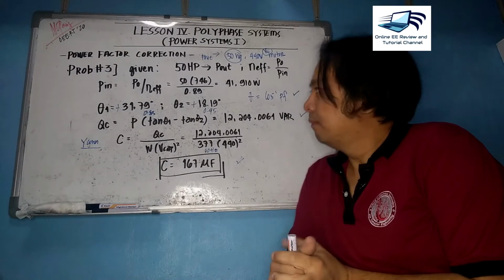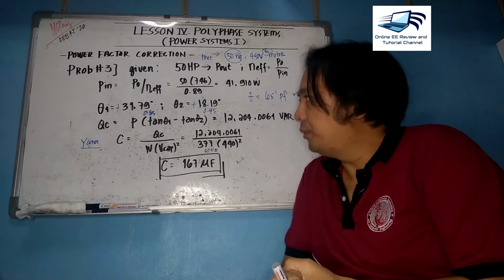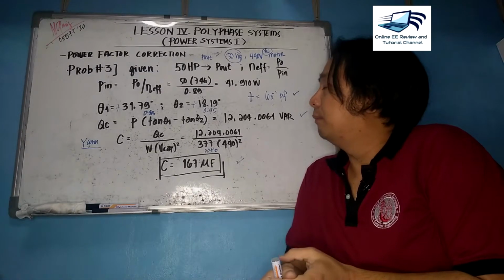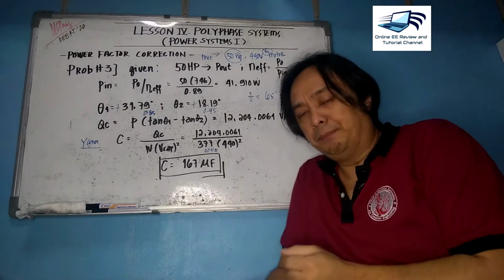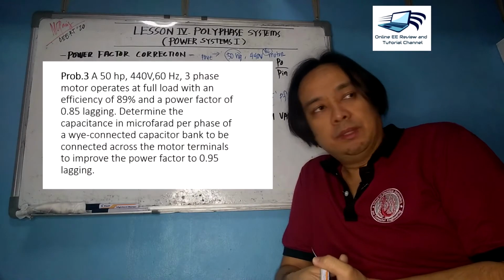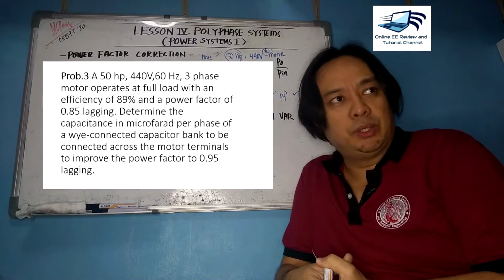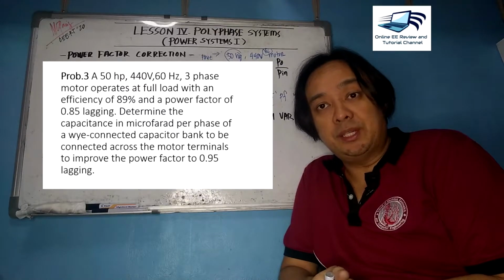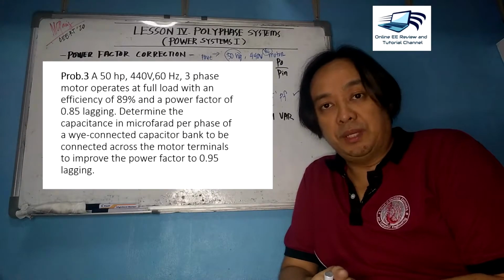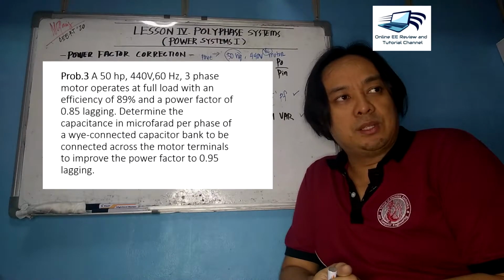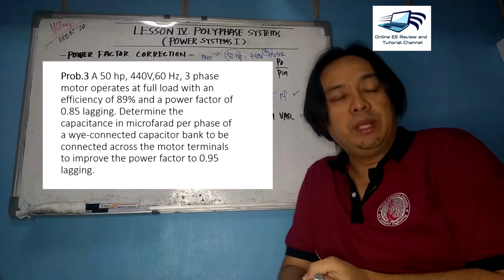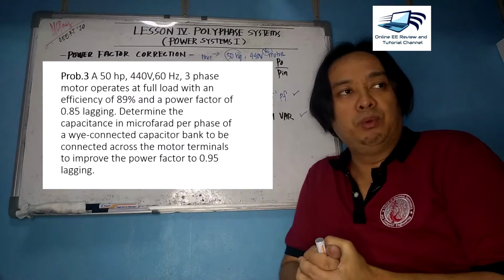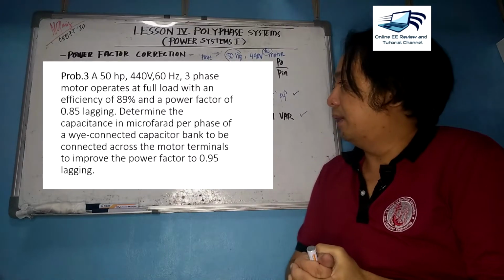And hello once again. So we will conclude our discussion here on problem number 3, which is on the power factor correction topic. So before we do that, let us read the problem first. A 50 HP, 440 volt, 60 Hz 3-phase motor operates at a full load with an efficiency of 89% and a power factor of 0.85 lag. Now determine the capacitance in microfarad per phase of a Y-connected capacitor bank to be connected across the motor terminals to improve the power factor to 0.95 lagging.